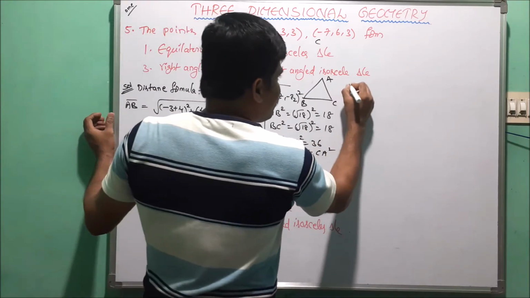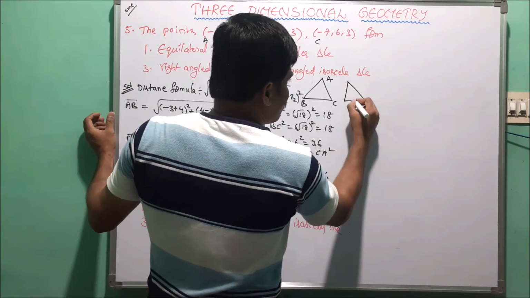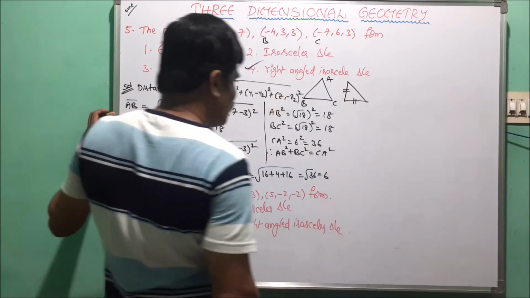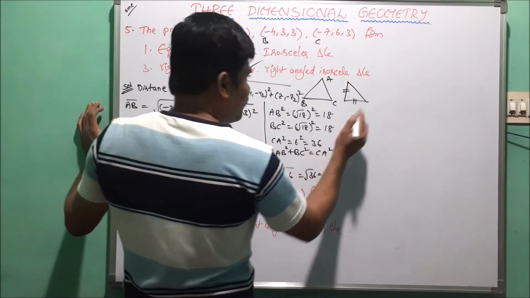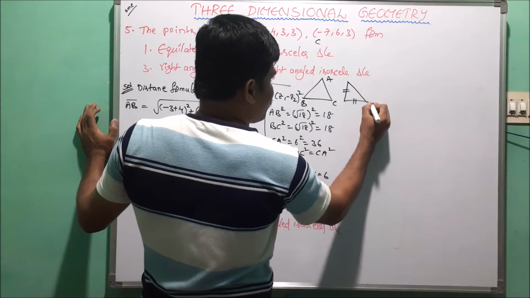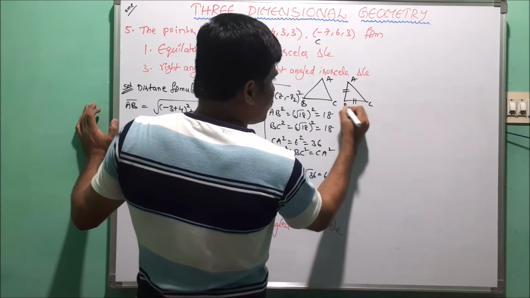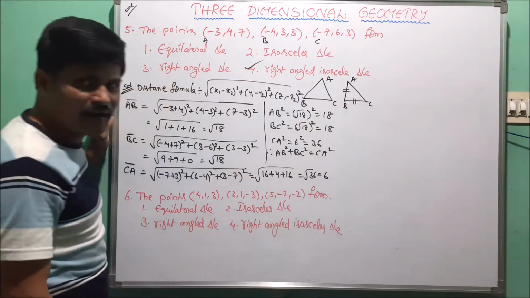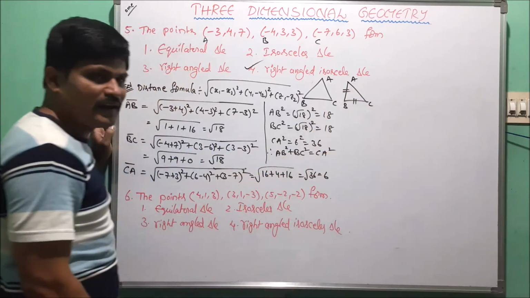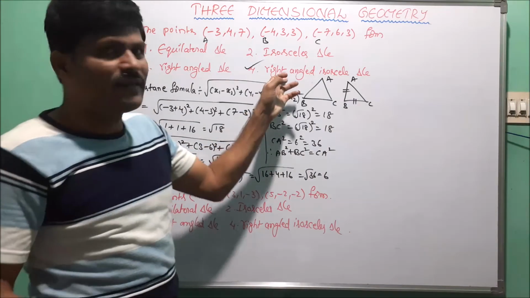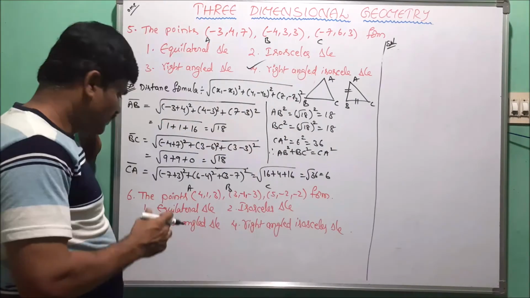Now ABC can be taken like this. This is CA, CA means 36. So we can take CA. Here right angle at B. Here right angle at B. Now here AB equal to BC and angle B equals 90 degrees. Therefore triangle ABC is a right angle isosceles triangle.